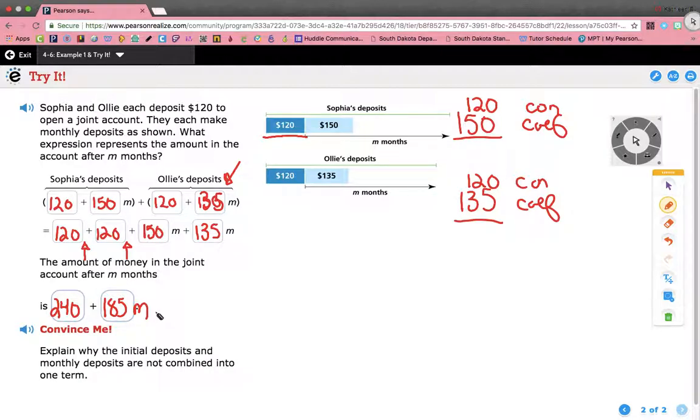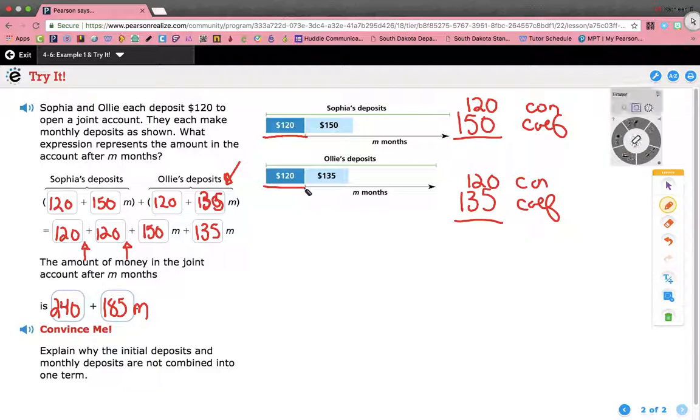months. So Convince Me says, explain why the initial deposits and monthly deposits are not combined into one term. Okay, well, why is that? Well, because the 120s are the constants. They are like terms with each other, and the other two are coefficients. The deposits are coefficients. They happen repeatedly, which means they're m's. And we can't combine constants and coefficients. We just can't. Okay?